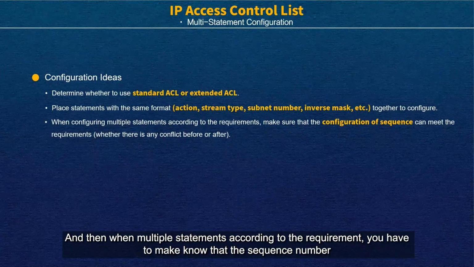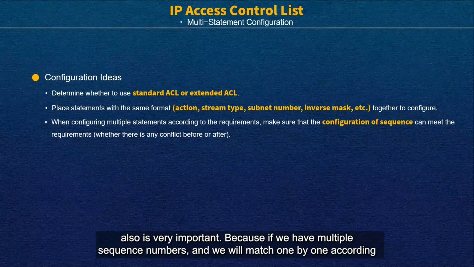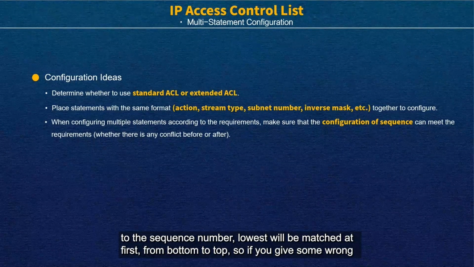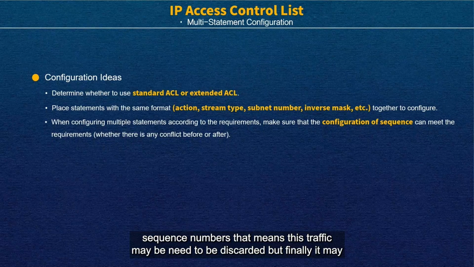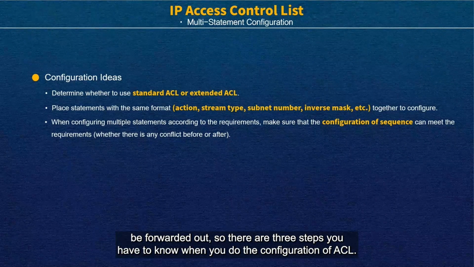And when there are multiple statements according to the requirement, you have to make sure of the configuration sequence. The sequence number also is very important, because if we have multiple entries, we will match them one by one according to the sequence number, lowest first. If you give a wrong sequence number, traffic that needs to be discarded may finally be forwarded out. So there are three steps you have to know when you configure an ACL.